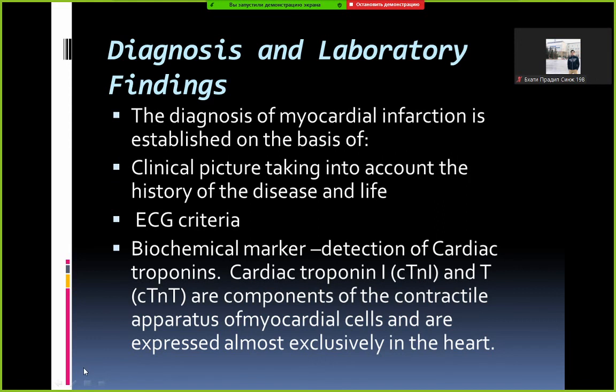The diagnosis of myocardial infarction is established on the basis of the clinical picture, taking into account the history of the disease and life of the patient, ECG criteria, and biochemical markers, detection of cardiac troponins. Cardiac troponins C, I, and T are components of the contractile apparatus of myocardial cells and are expressed almost exclusively in the heart.